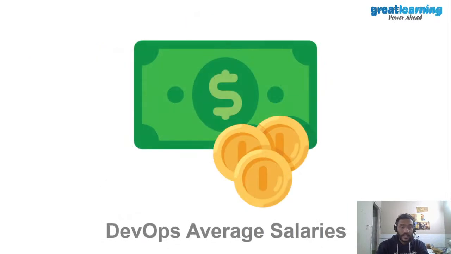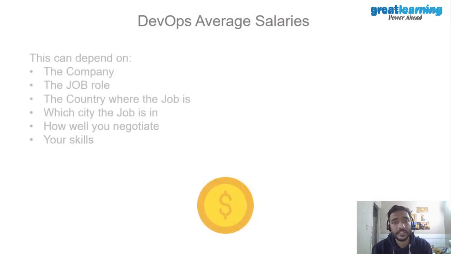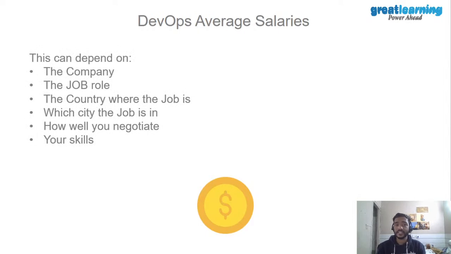All right, so let's come to average salaries over here. So average salaries are very good for DevOps engineers. You have a lot of different variations. These variations can depend on a lot of different things, like the company that you're going to be applying for. It can vary from which company you're applying.